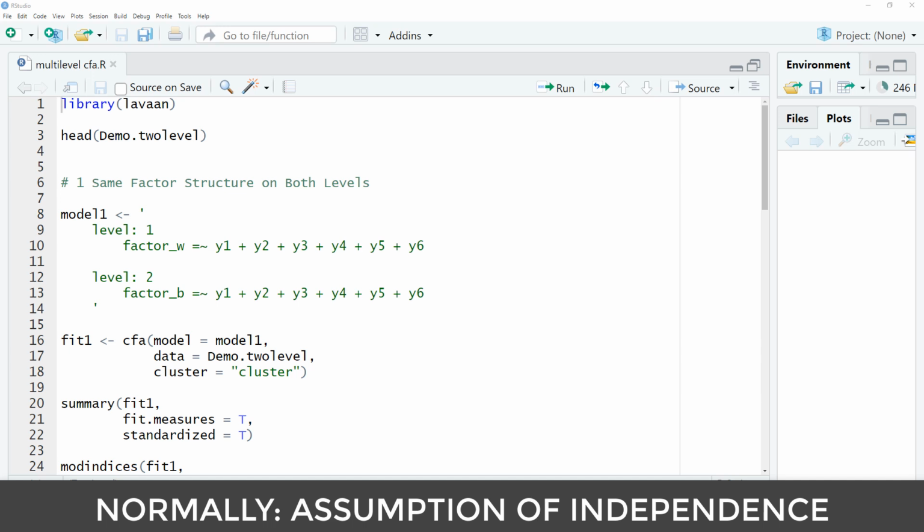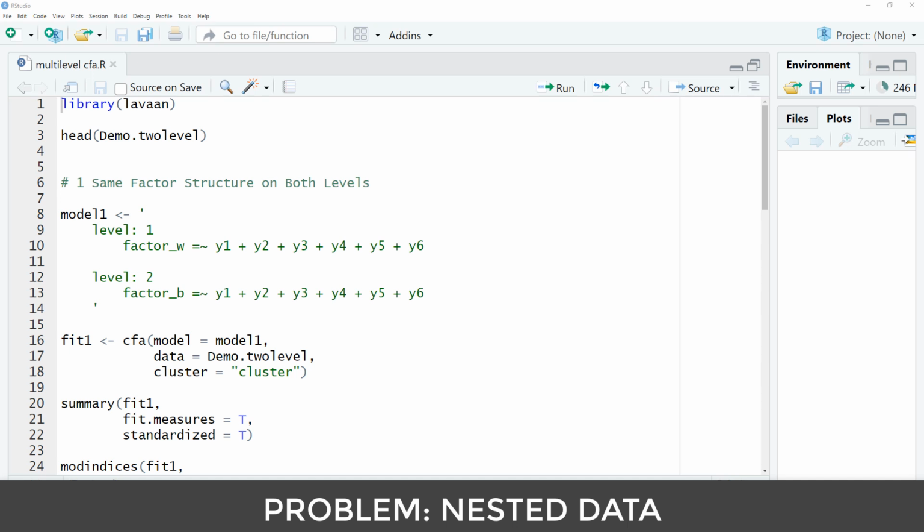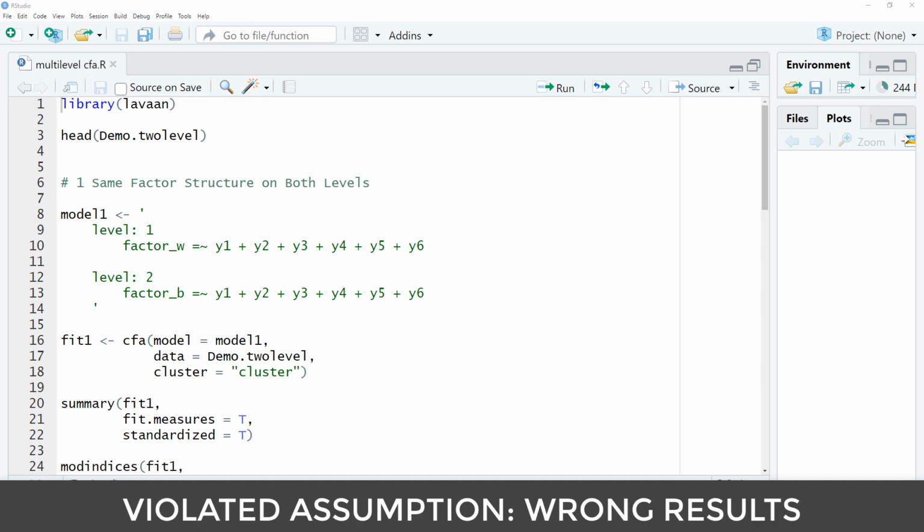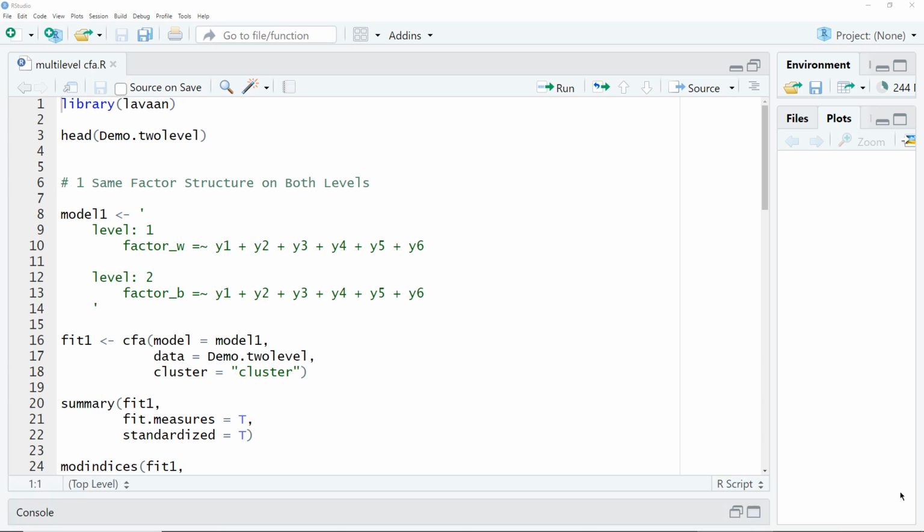One assumption in the CFA is the independence of observations. You know this assumption from ordinary regression. But what can you do if this assumption is violated? For instance, if you're looking at a measurement instrument and your sample consists of students nested within classes, or time points nested within persons. In that case, the independence assumption would be violated. And if you don't deal with this violation, you will get wrong results in your CFA. How can you deal with this?